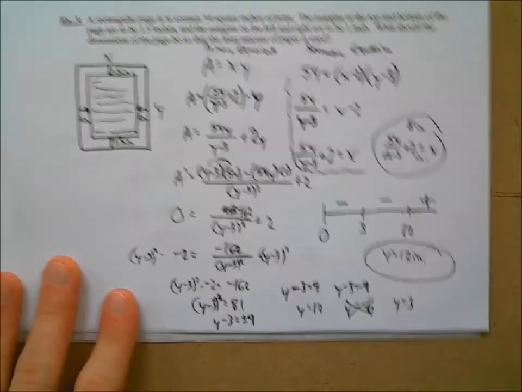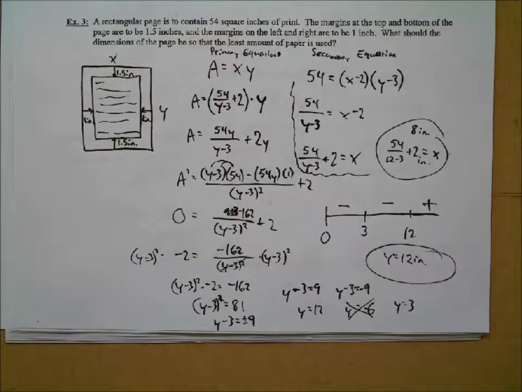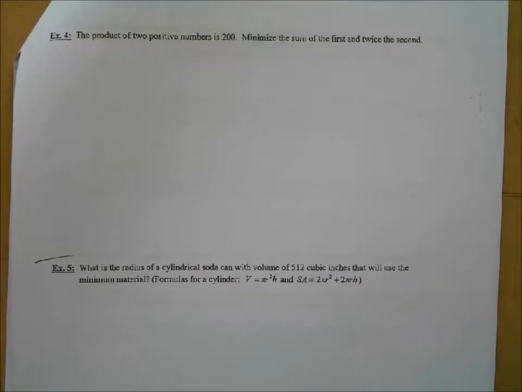Okay. So why don't you guys go ahead then and try number 4, okay? And that's where we're going to stop today. We're just going to do up to 4 there, all right? So try number 4, see what you can come up with there. For that, the product of two positive numbers is 200. Minimize the sum of the first and twice the second. Okay? Minimize the sum of the first and twice the second.